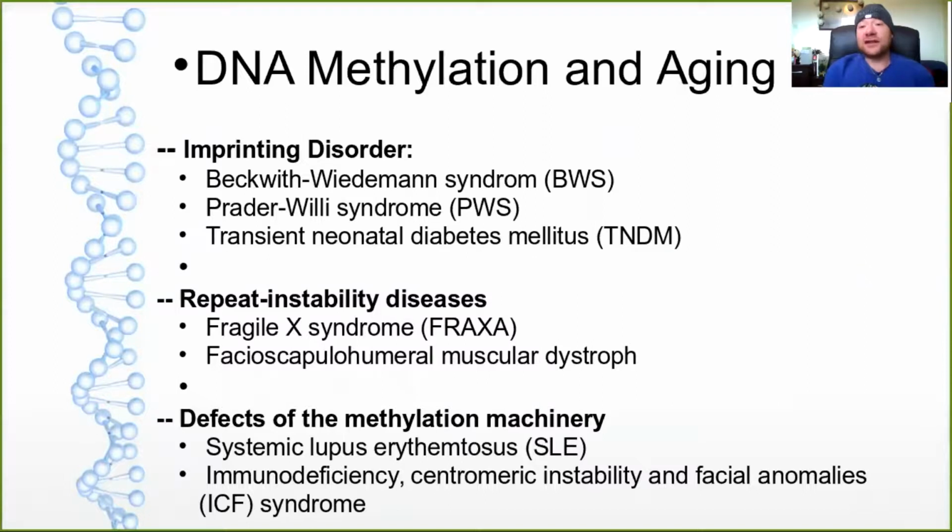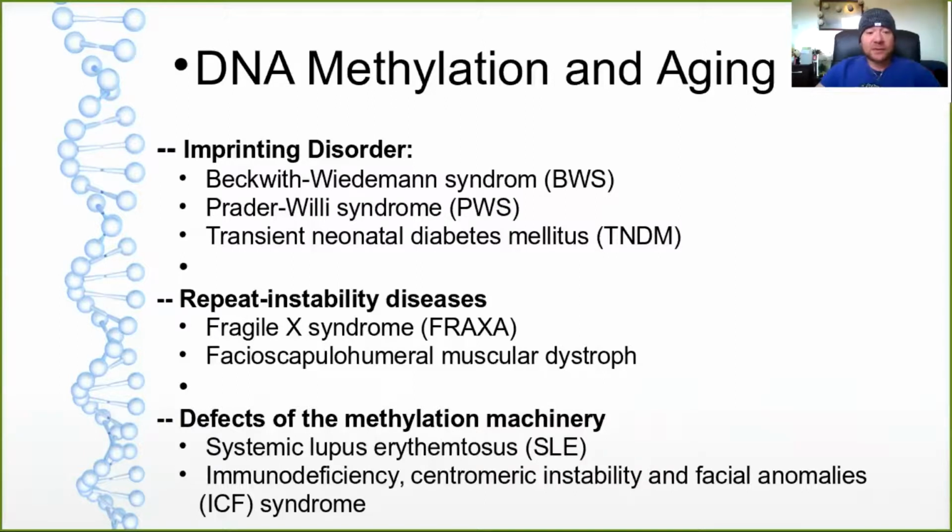DNA methylation is linked with aging and various other diseases. I'm not going to talk about these diseases in detail, but there are a number of them. There are imprinting disorders such as Beckwith-Wiedemann syndrome, Prader-Willi syndrome, and transient neonatal diabetes. All are controlled by methylation, so methylation patterns can be changed. These three are imprinting disorders.